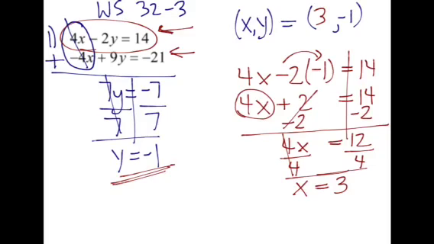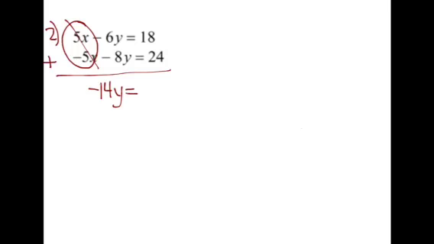Right, if you need to slow down or pause or rewind and go back over any part of this problem, go ahead. But at this point I'm going to go ahead and move to problem number 2, which is the same kind of problem. Alright, so now in problem number 2 I'm looking for the same thing. I am looking for opposite coefficients, and I have them again for the x's. So I'm going to add the problems together. 5x minus 5x cancels. Negative 6y and negative 8y is negative 14y. And finally, 18 plus 24 makes 42.